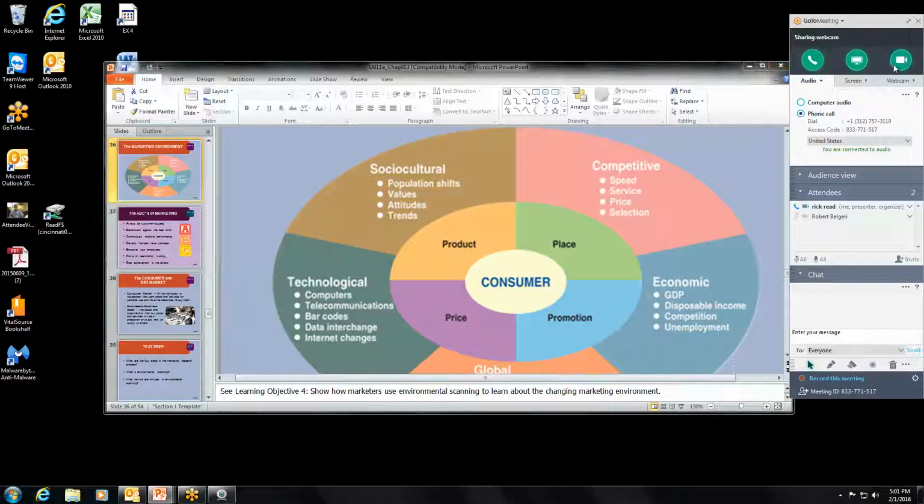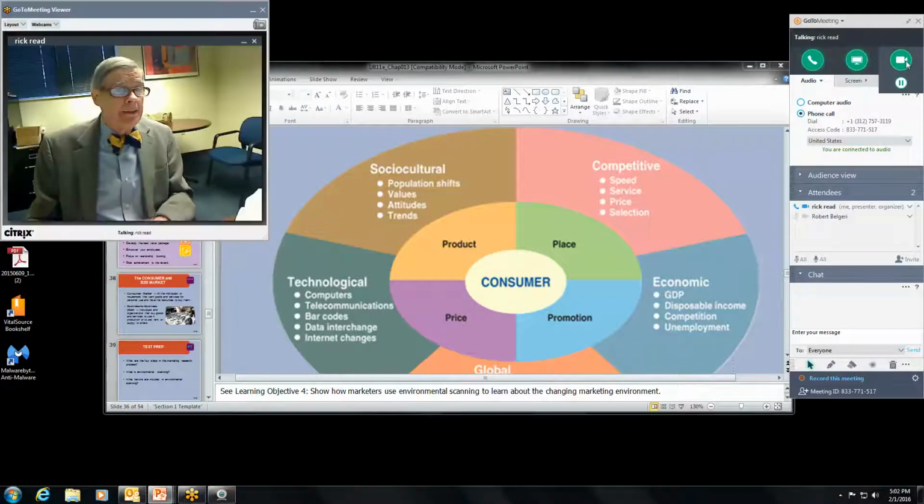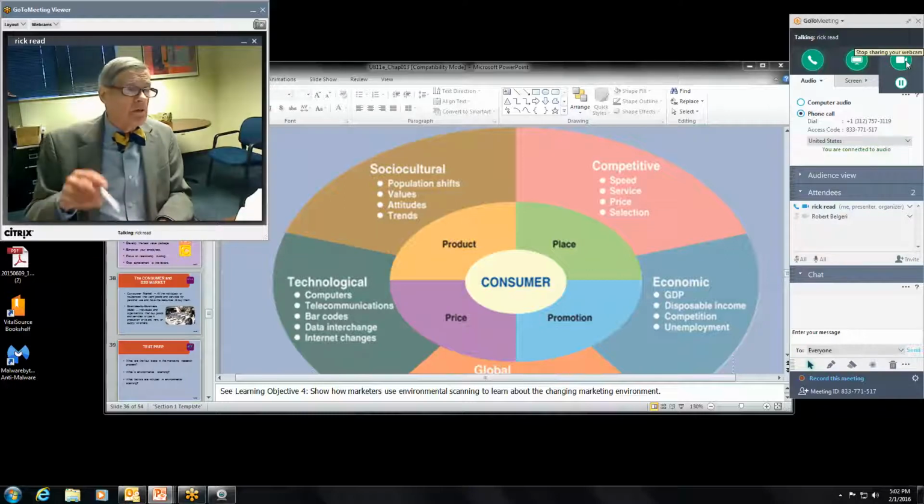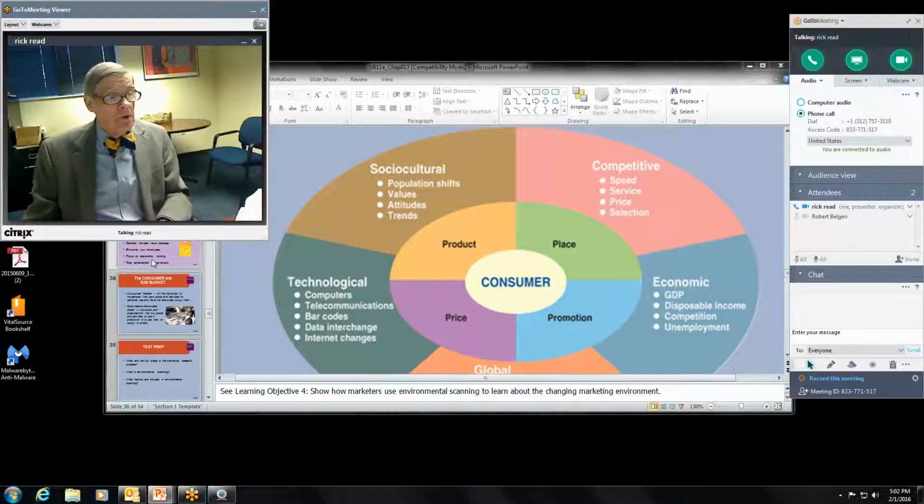Now, this is a slide that just tells us about the different environmental scanning things that we have to do. Notice the customer is placed in the center, and we have the 4 Ps in the marketing mix, and things we have to be concerned about as we try to market a product.